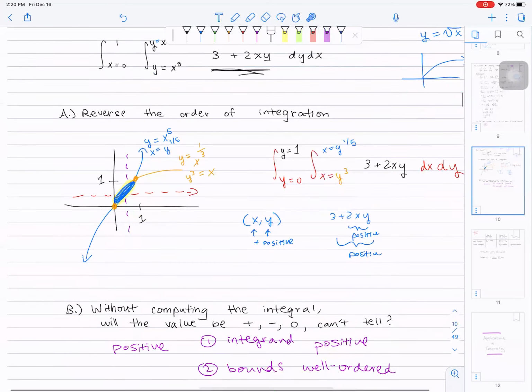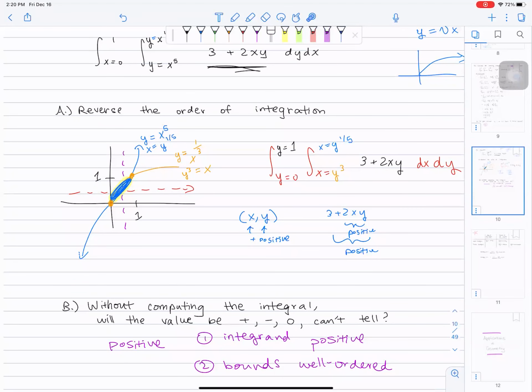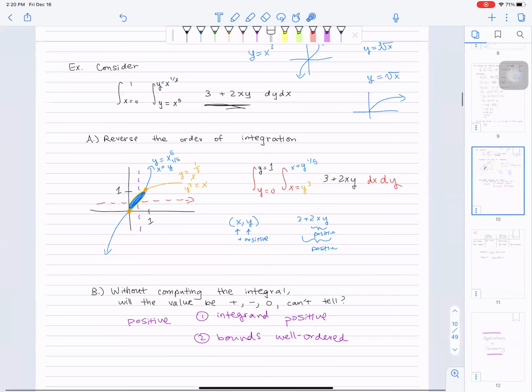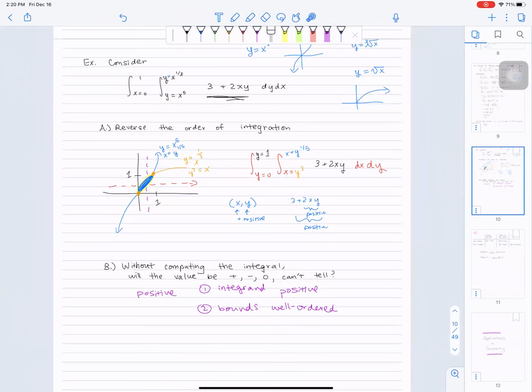Yep. And then our bounds are well ordered, because bounds being well ordered means the lower number should be smaller and the upper number should be bigger. And 0 is less than 1. X to the fifth is also less than this, in the sense that when you draw a line in the increasing y direction, our x to the fifth line does come first. Okay. Thank you. Any other questions so far?